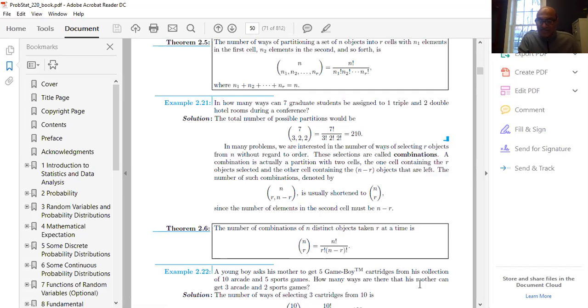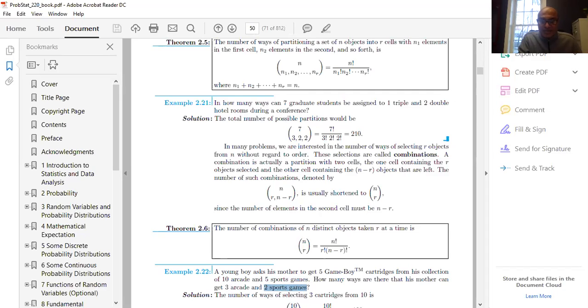In how many ways can his mother get 3 arcades from 10? Look at here, there are 10 arcades. So out of these 10 arcades, she needs to pick up 3 arcades. Out of these 5 sport games, she needs to pick up just 2 sport games. So that's how these 5 Game Boy cartridges would be chosen. This arrangement would be done like this.